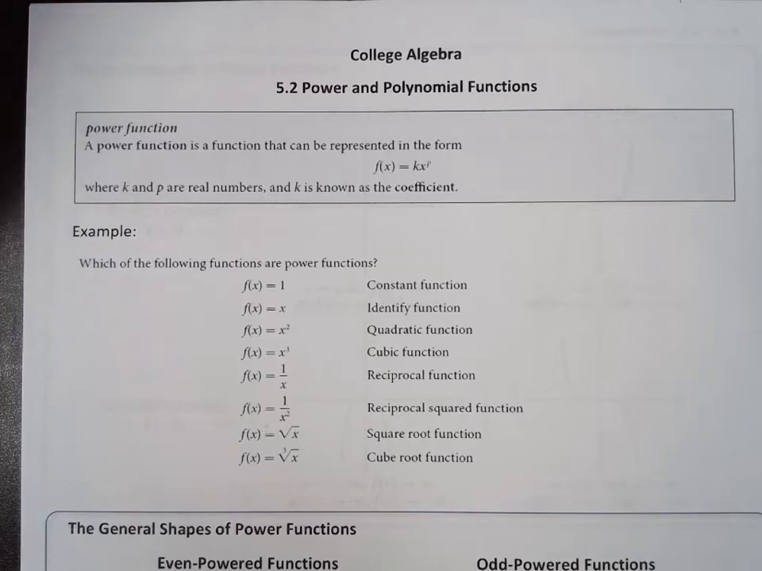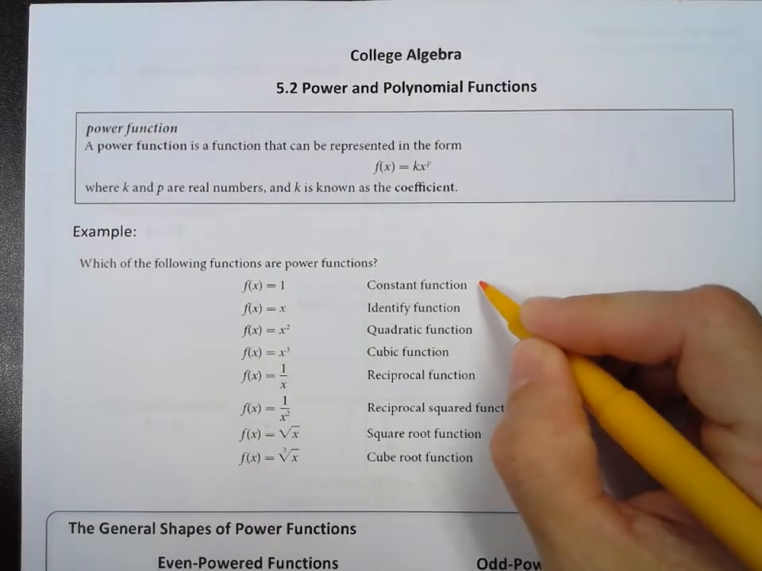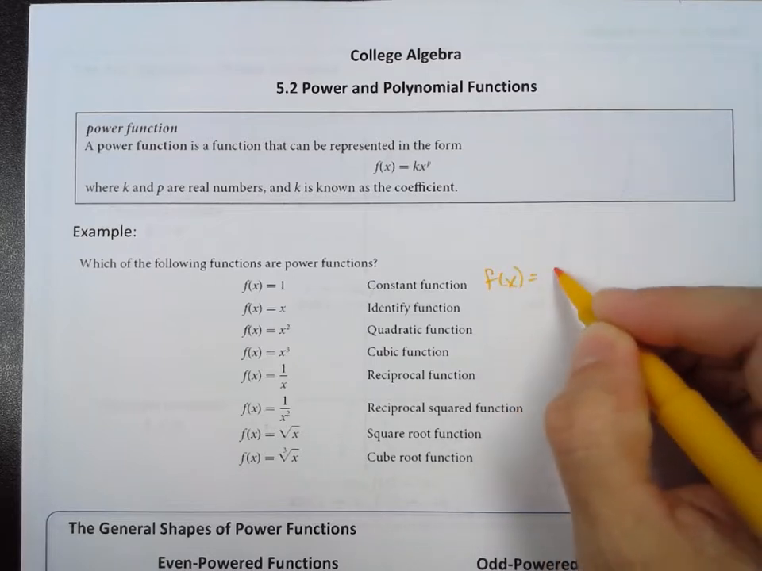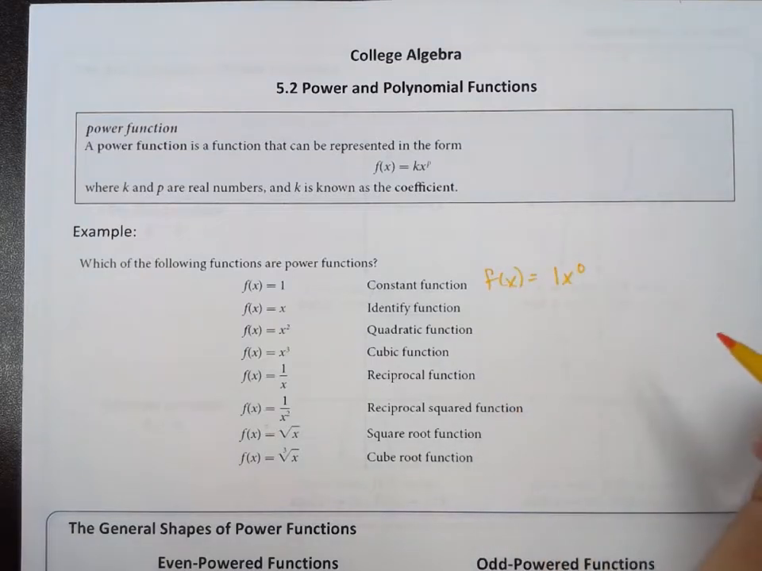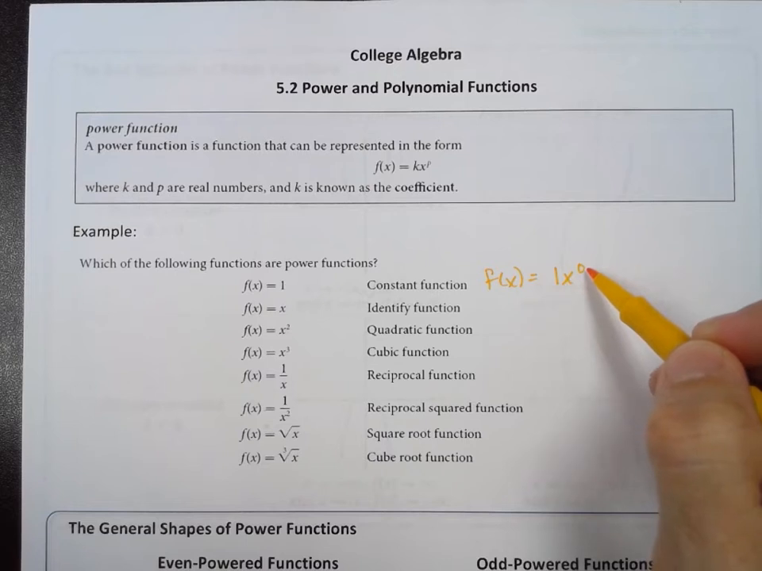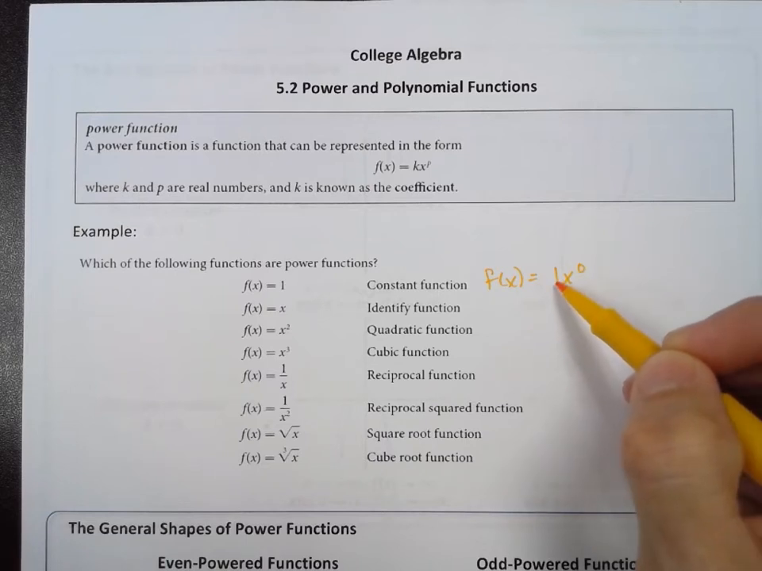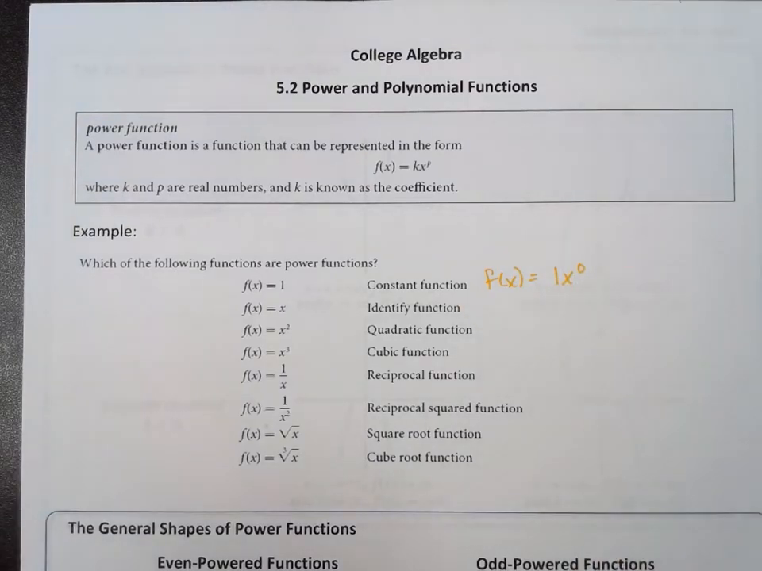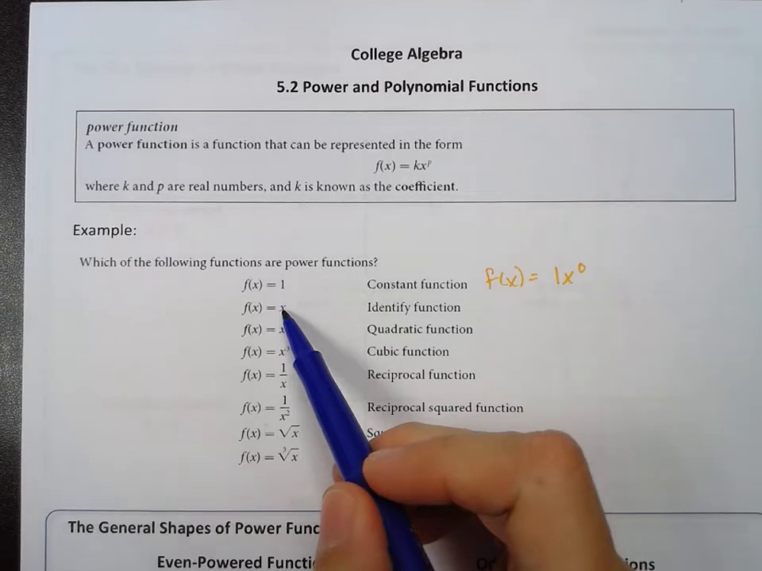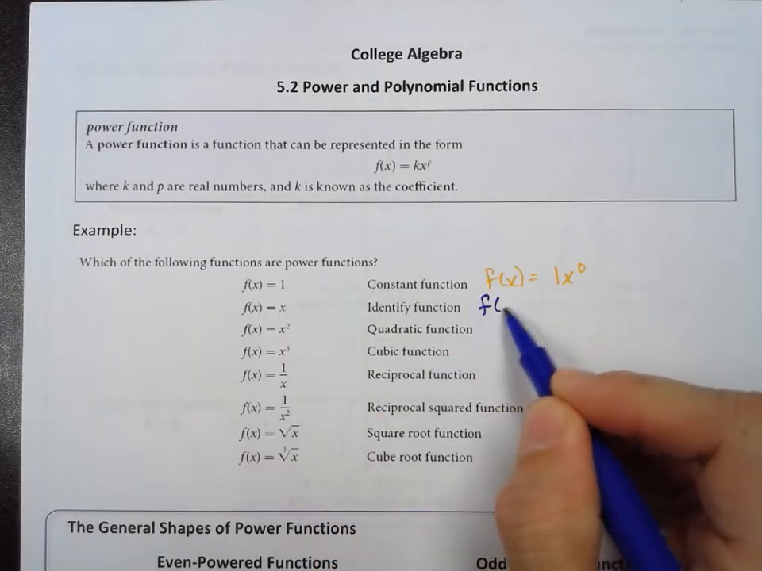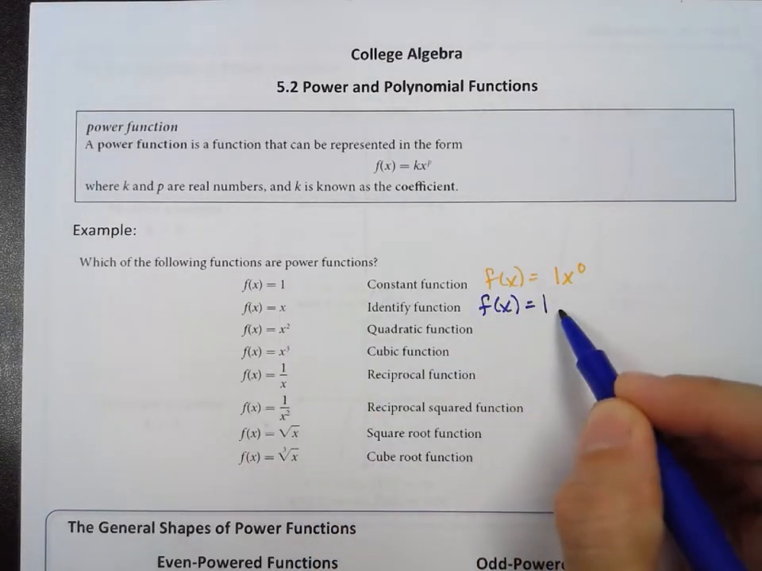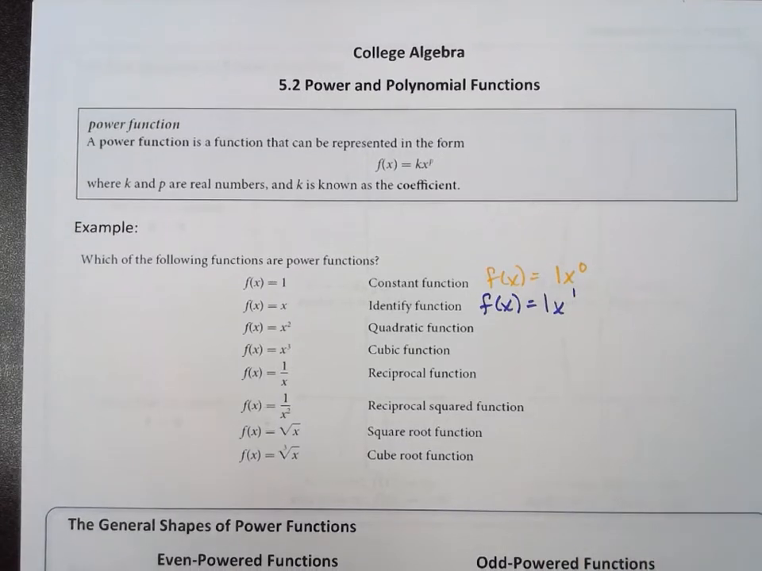So a constant function can be written as f of x equals 1x to the 0. If you remember, anything to the 0 power is 1, and 1 times 1 is 1. So a constant function is considered a power function. How about the identity function? We could write that as f of x equals 1x to the first power. So that one is also considered a power function.